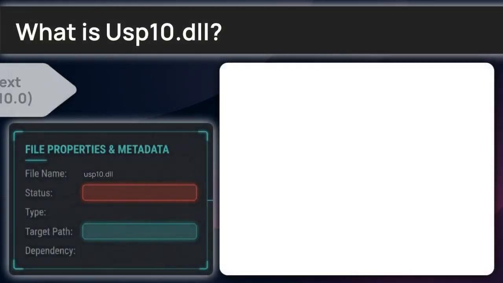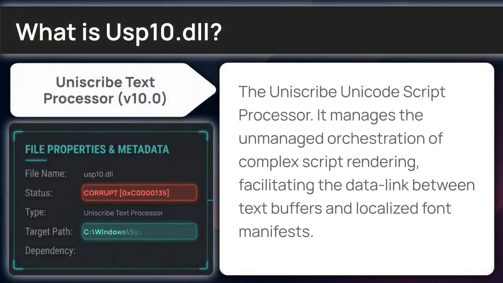This is the USP10, the Uniscribe Unicode Script Processor. It manages the unmanaged orchestration of complex script rendering, facilitating the data link between text buffers and localized font manifests.